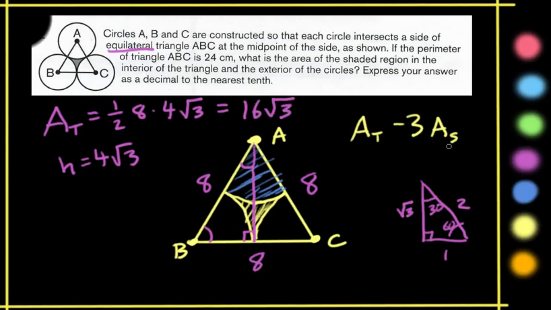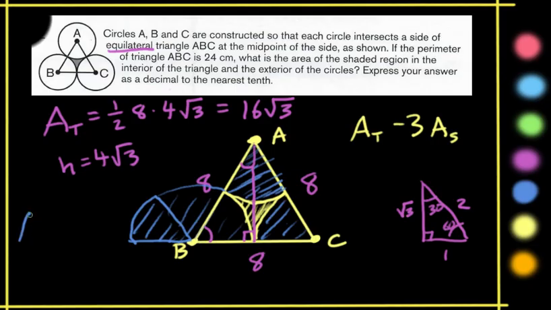Now, what about these sectors? One thing I will point out is that these 3 sectors together form a semicircle. You could take this one and move it over here, for example, right? It would be over here. And then if you take this one and flip it upside down, it would go here. And now you have a semicircle. And the radius of that semicircle is 4.